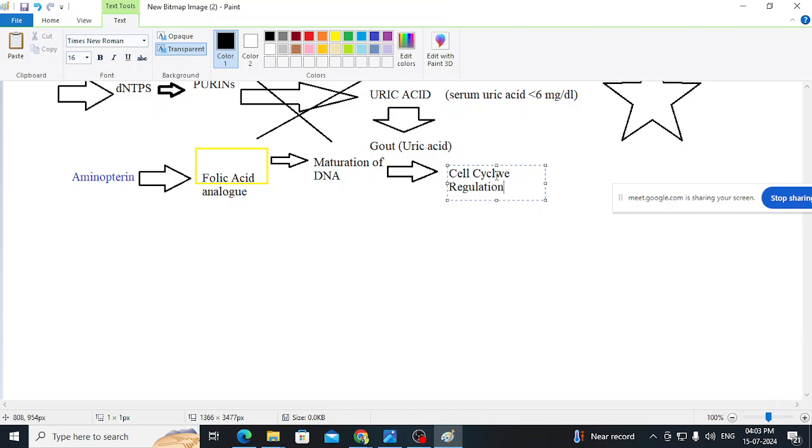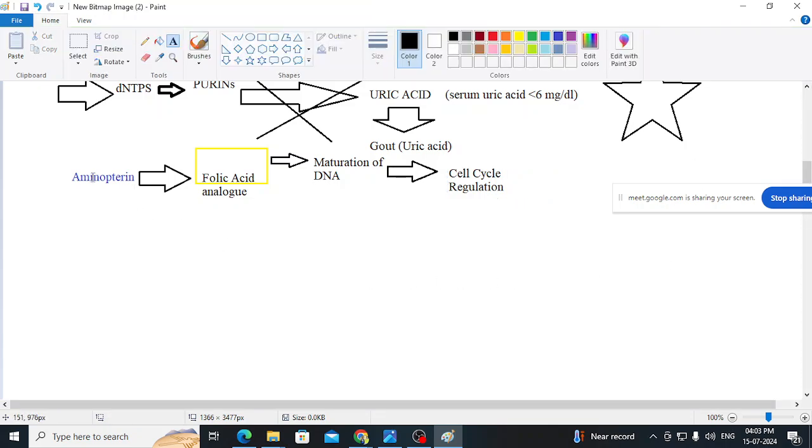Now what happens? If aminopterin blocks folic acid, what would happen? Cell cycle regulation will be completely disintegrated. Now in cancer what happens? In cancer, a single cell is metastasized into multiple cells and finally forms a mass of cells, where the cell cycle is going on at random. So cell cycle is going on at a random pace, and therefore metastasis takes place.